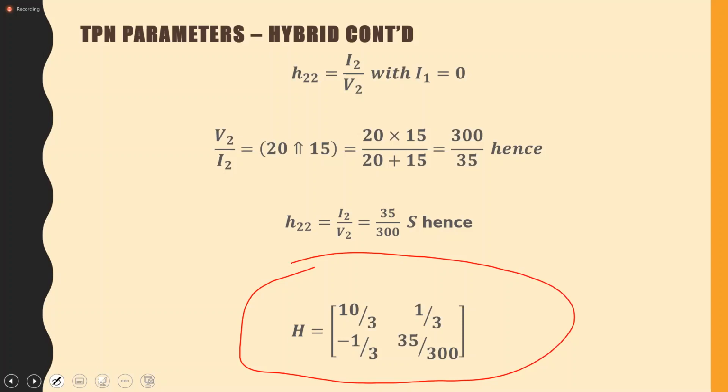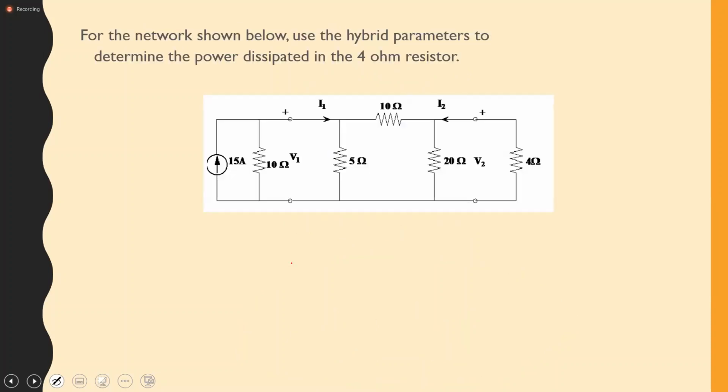All right. So we have these hybrid parameters. And again, I'm just going to go back to what we did earlier. I'm going to go back to the network that we looked at last week. From that network, find some of the unknowns. So here's my network. And here's the question. For the network shown below, use the hybrid parameters to determine the power dissipated in the 4 ohm resistor.